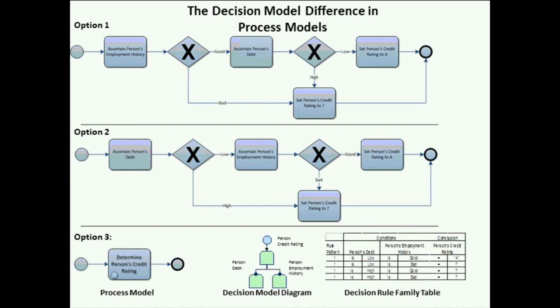Option 3 is really an appropriate way to represent it. Simply have a process task that is a decision task. You see it's a decision task because it's got that decision icon in it, the octagon that represents a decision, and we simply call it determine person's credit rating, and we let the decision task do the work.